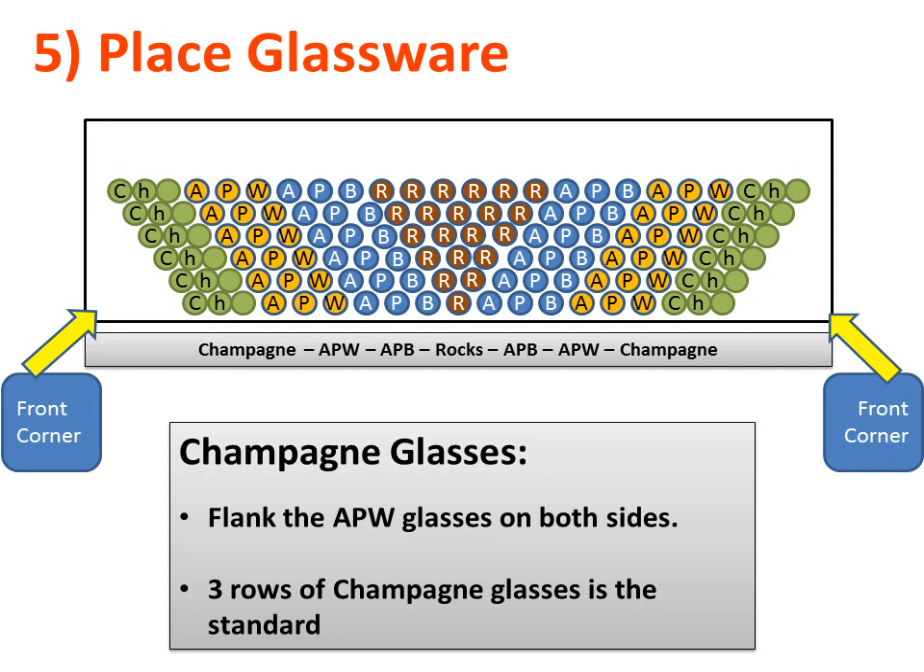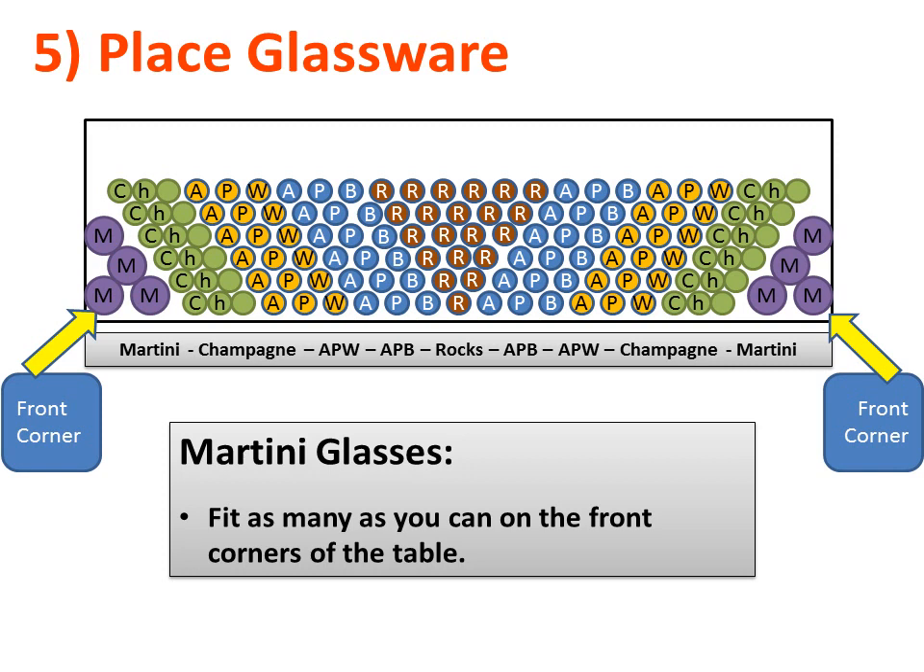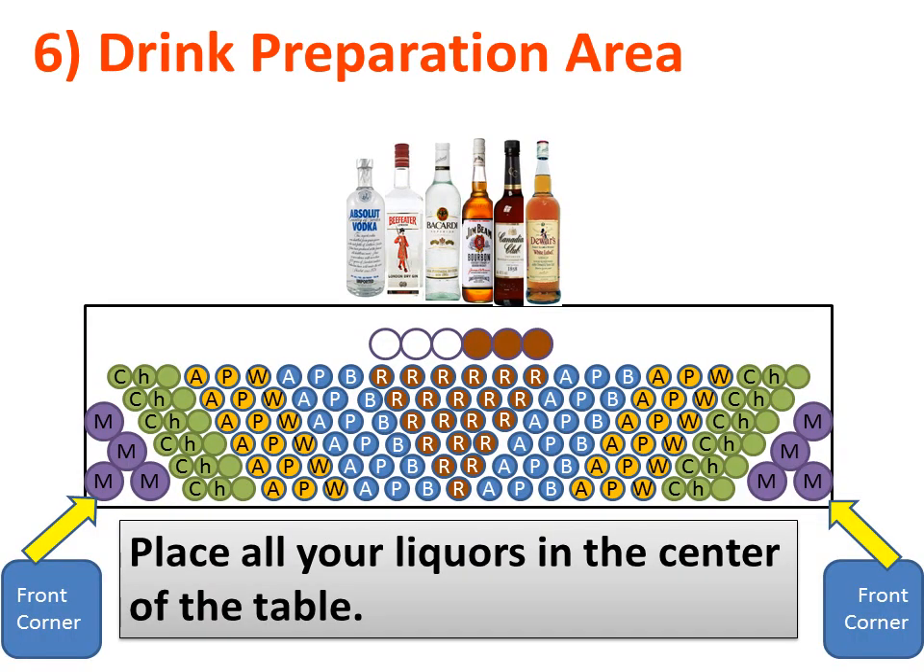Champagne glasses always go face up because of stability, so even if the bar is outside, champagne glasses will always go face up. The last glasses we place are martini glasses. We fit as many of these as we can on the front corners of the table. Once you have all your glasses on the table, it is time to make your drink preparation area.